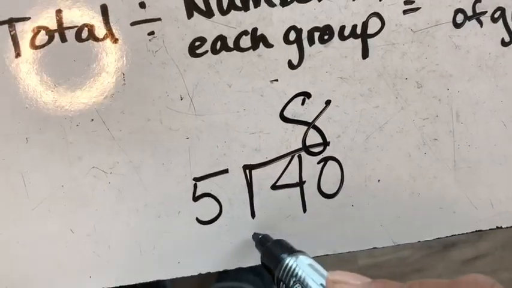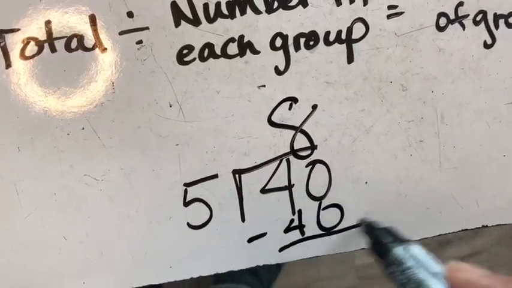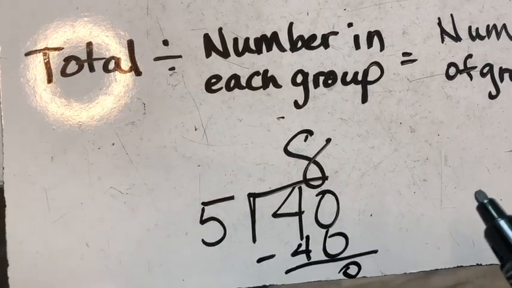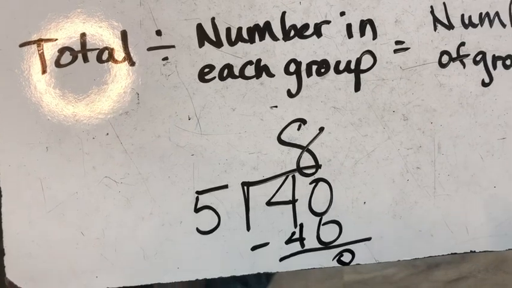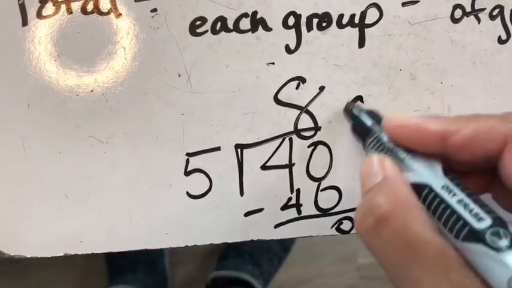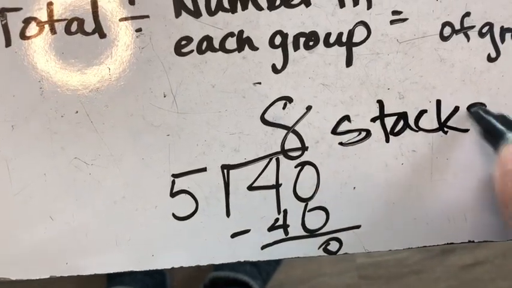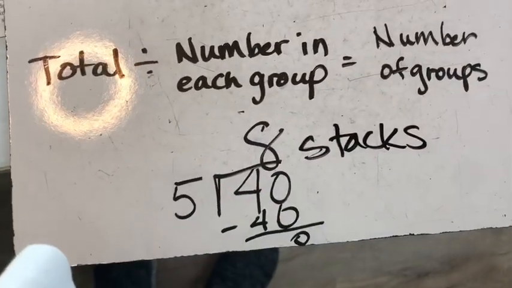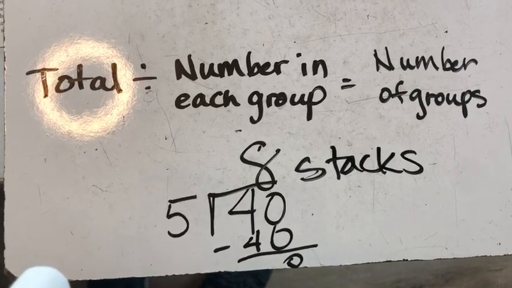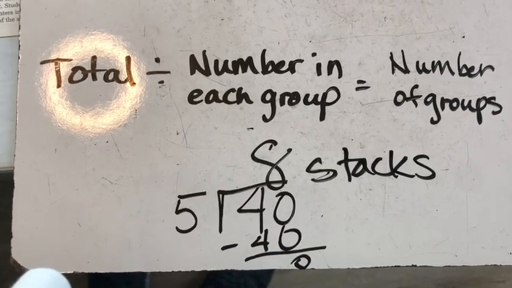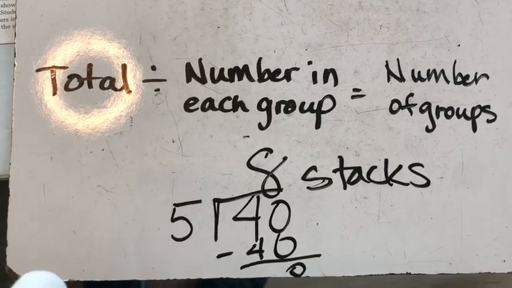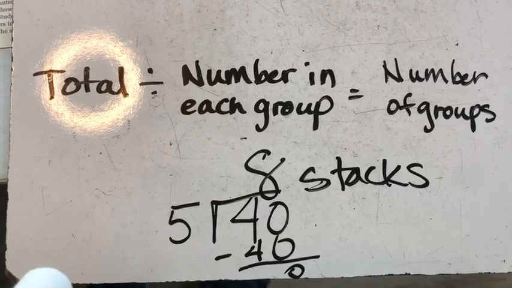Okay. And they were asking how many stacks or how many groups. The answer would be 8 stacks. All right? All right. So that is how we use equal group stories to answer word problems.